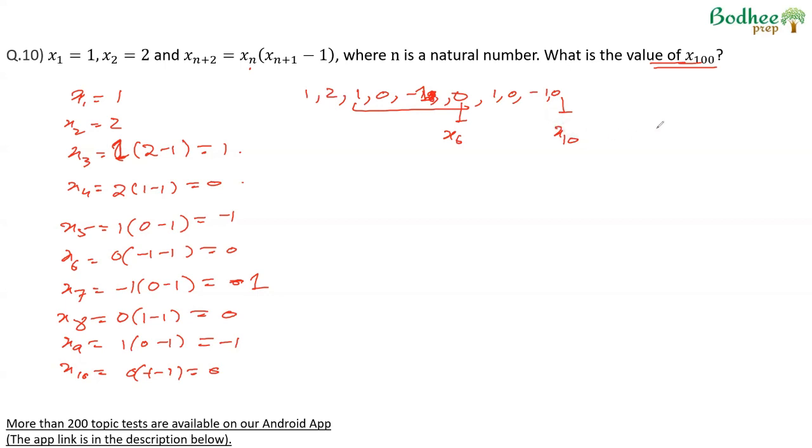If we add 88 to it, x98, that is 10 plus 88, will also be 0. Then 1, 0, minus 1, and then this will be the x98 term. The next two terms will be 1 and 0. This becomes the 99th term. And therefore, this will be the 100th term. So x100, the value is 0, and that becomes my answer.